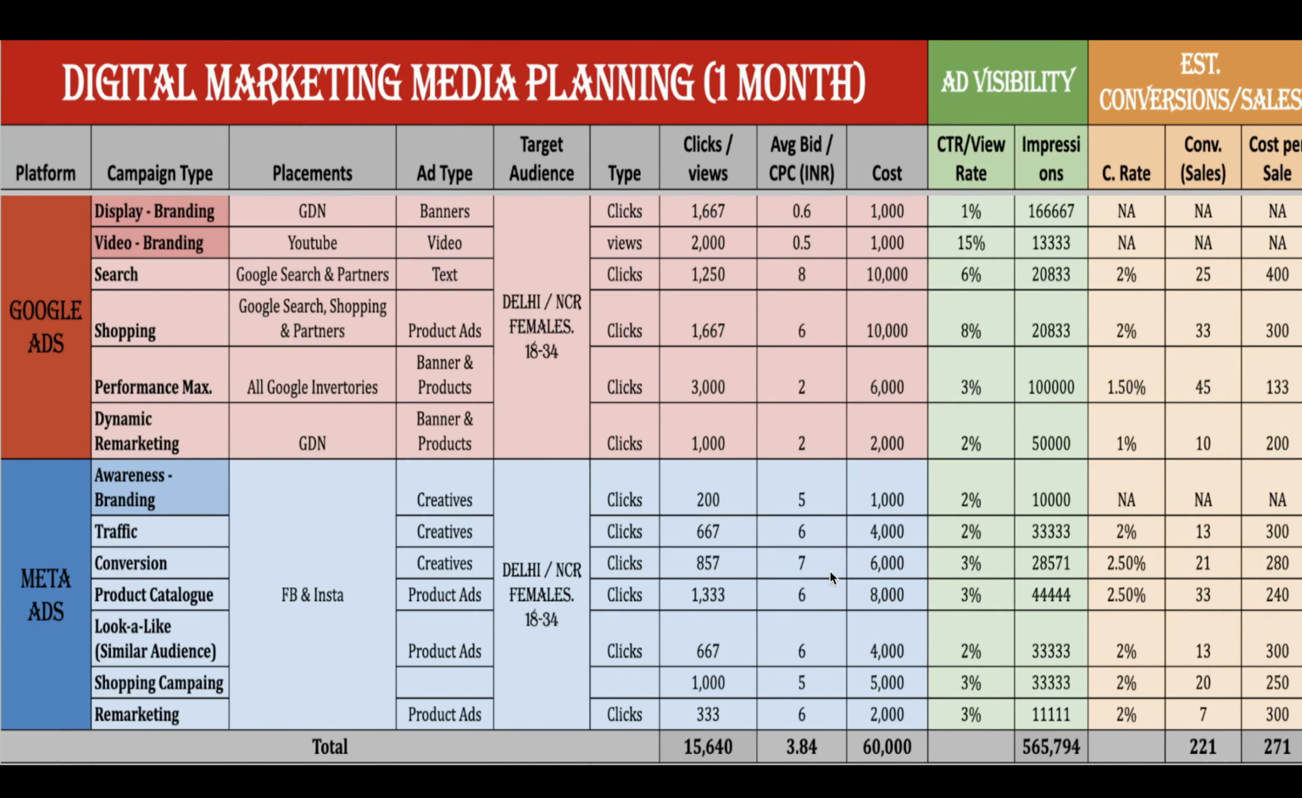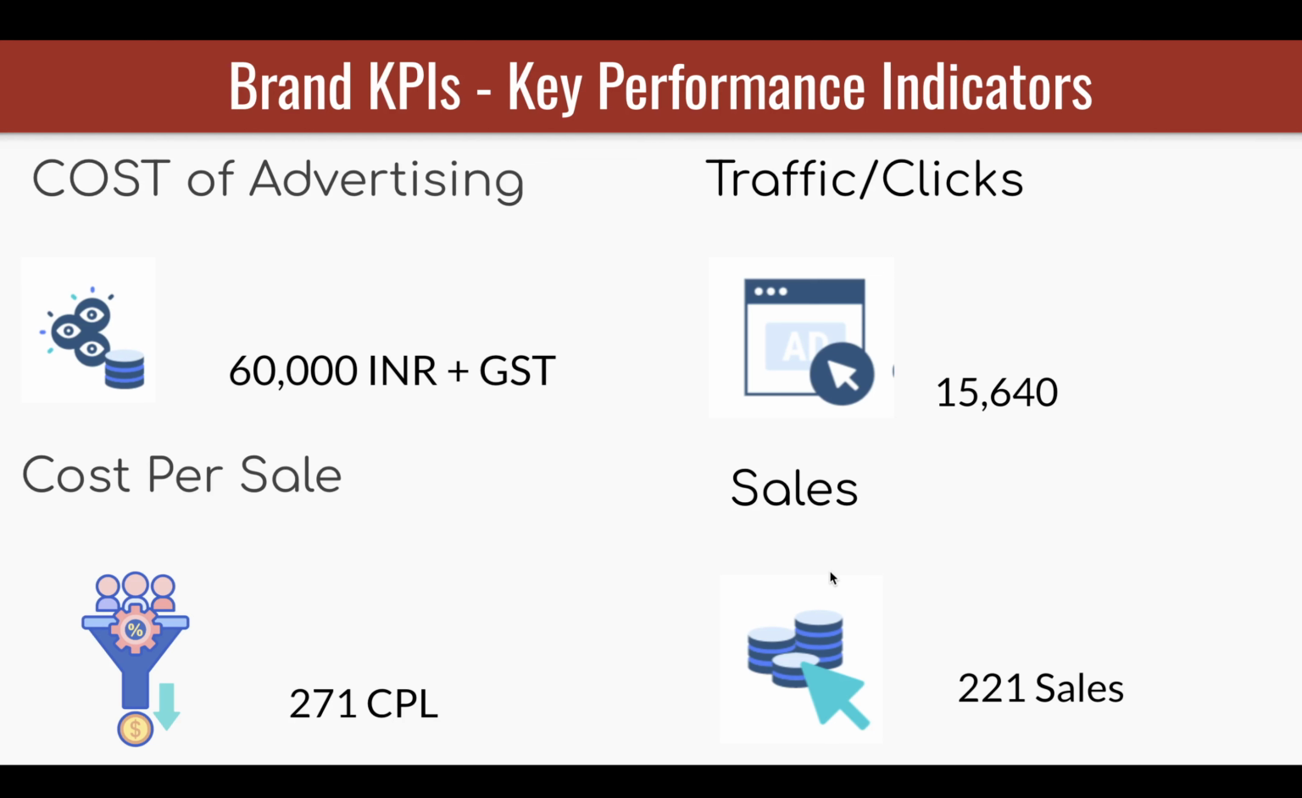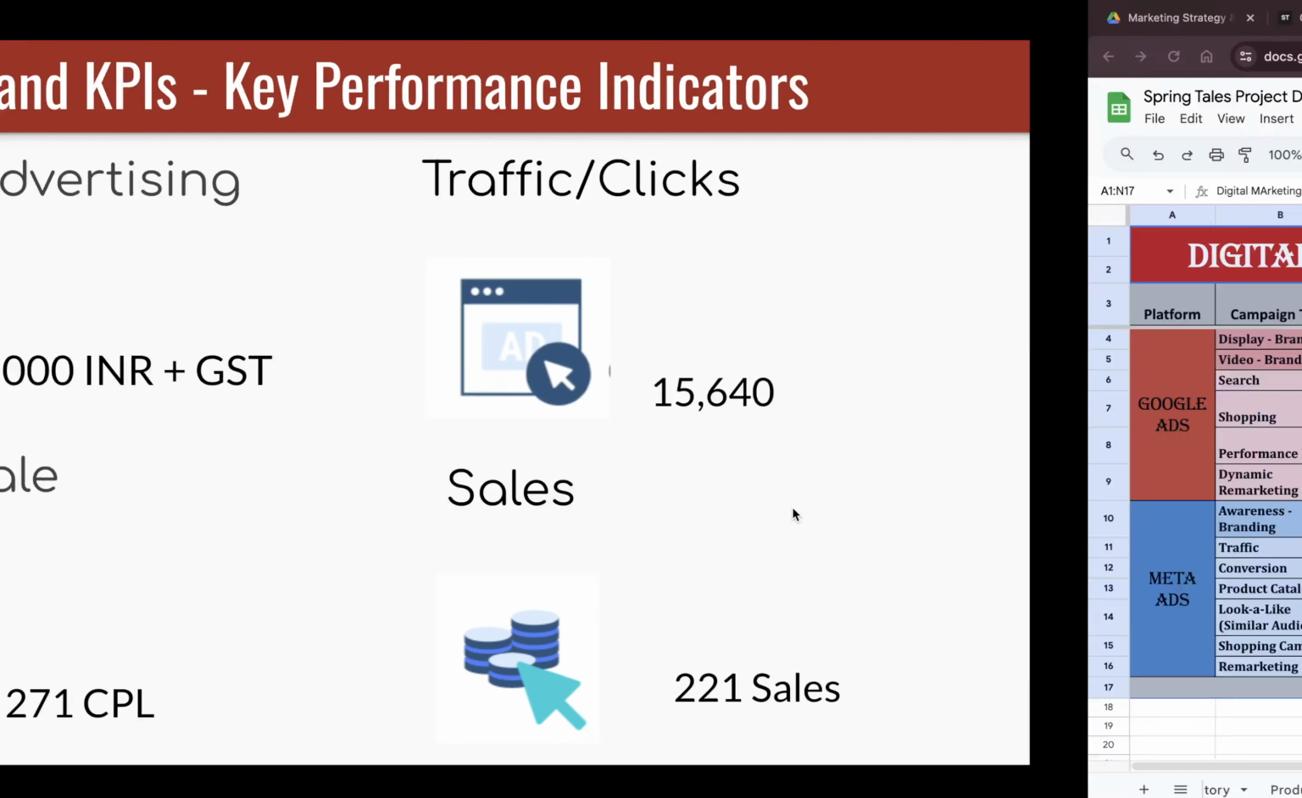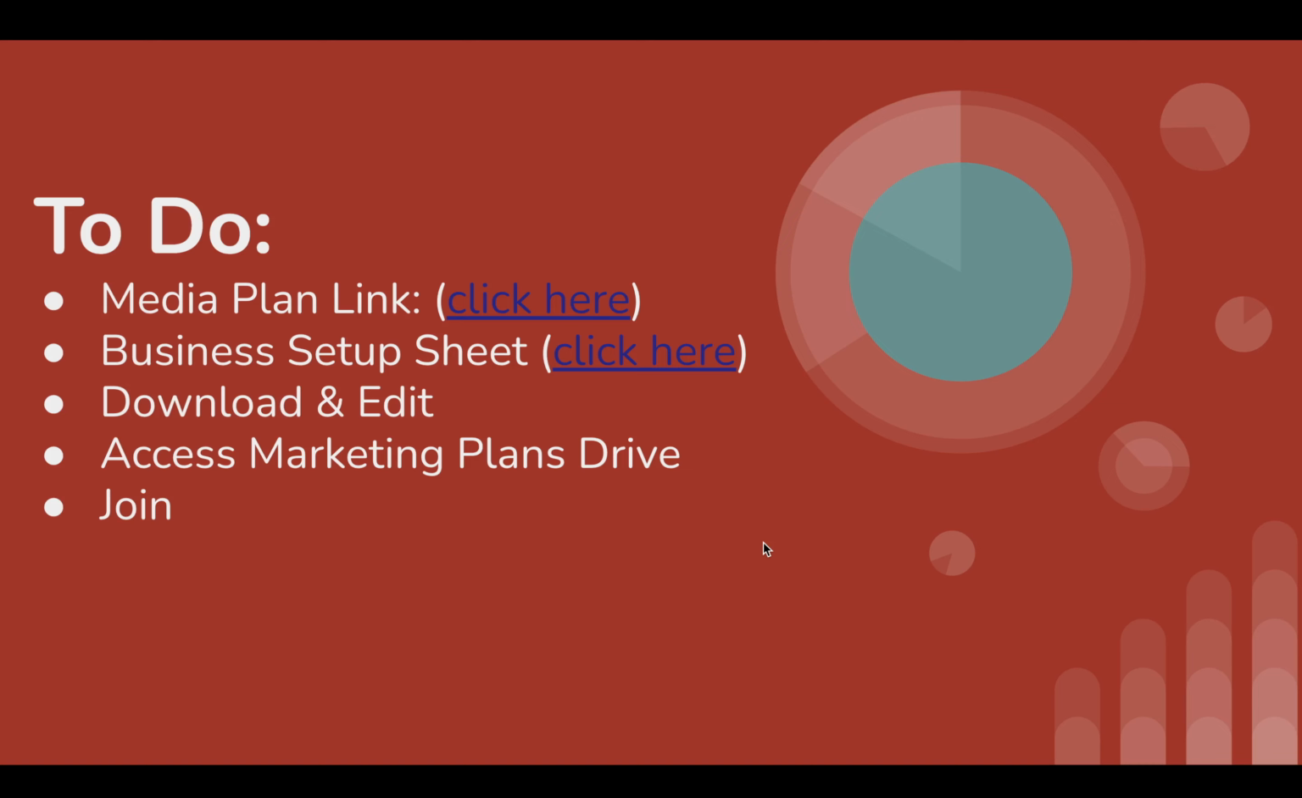Now, once you have decided the media plan, finally you have to look into the KPIs, the key performance indicators: how much is the advertisement cost, how many clicks you will be generating by the end of that month, what is going to be the cost per sale, and how many are the total number of sales. So we have taken all of these four numbers from this entire media planning sheet. And then you can finally look into getting the project managed.